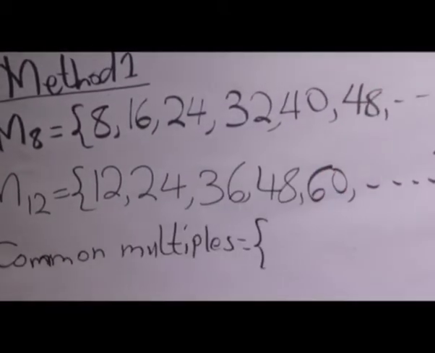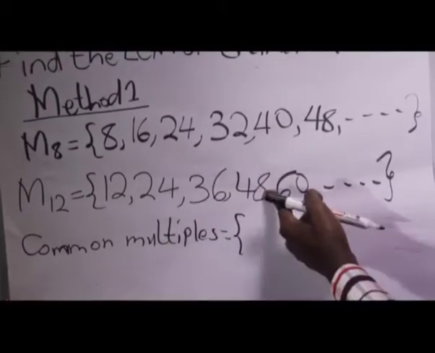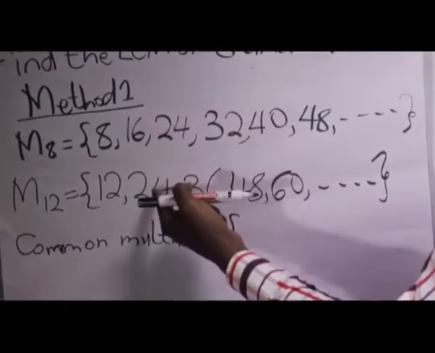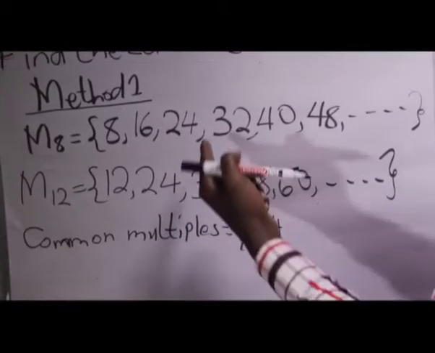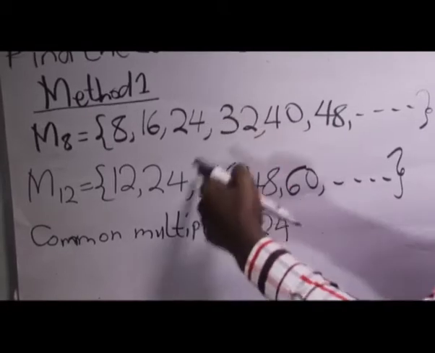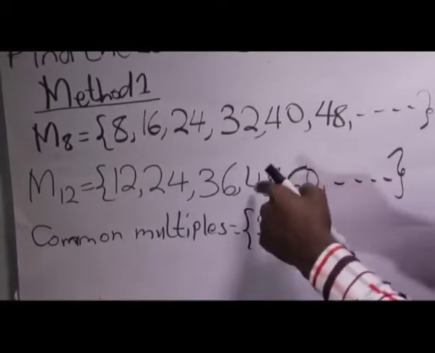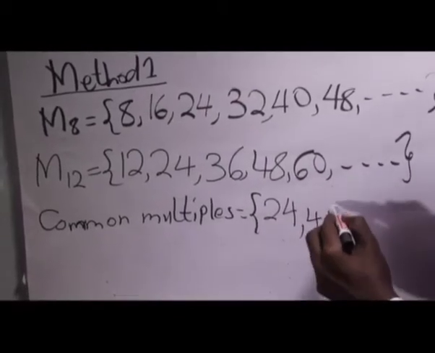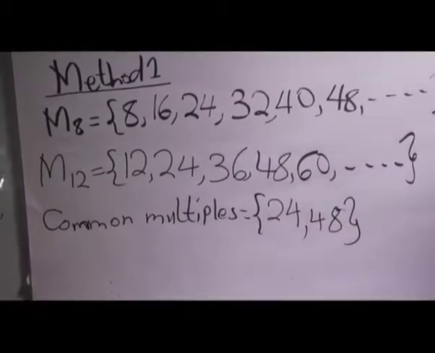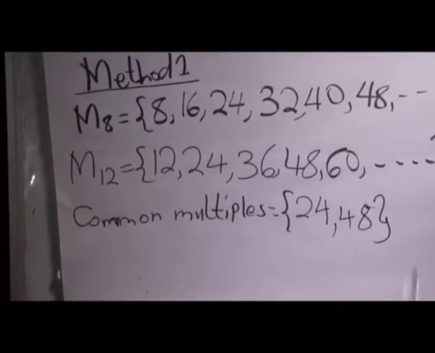So the common multiples in this case, when you look at this set and this set, I have 24 here and I also have 24 here. When I proceed, 32 is not here, 40 is not here, 48 is here, it is also here, 48. So these are my common multiples. Now, out of these common multiples, which one of them is the smallest?